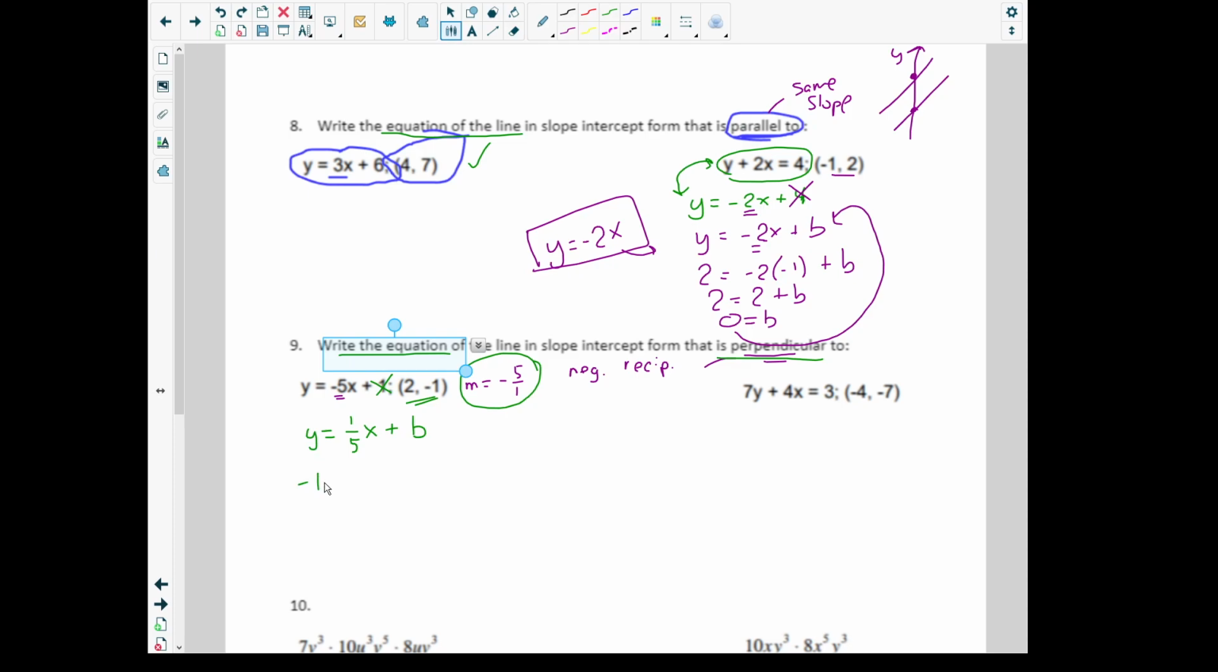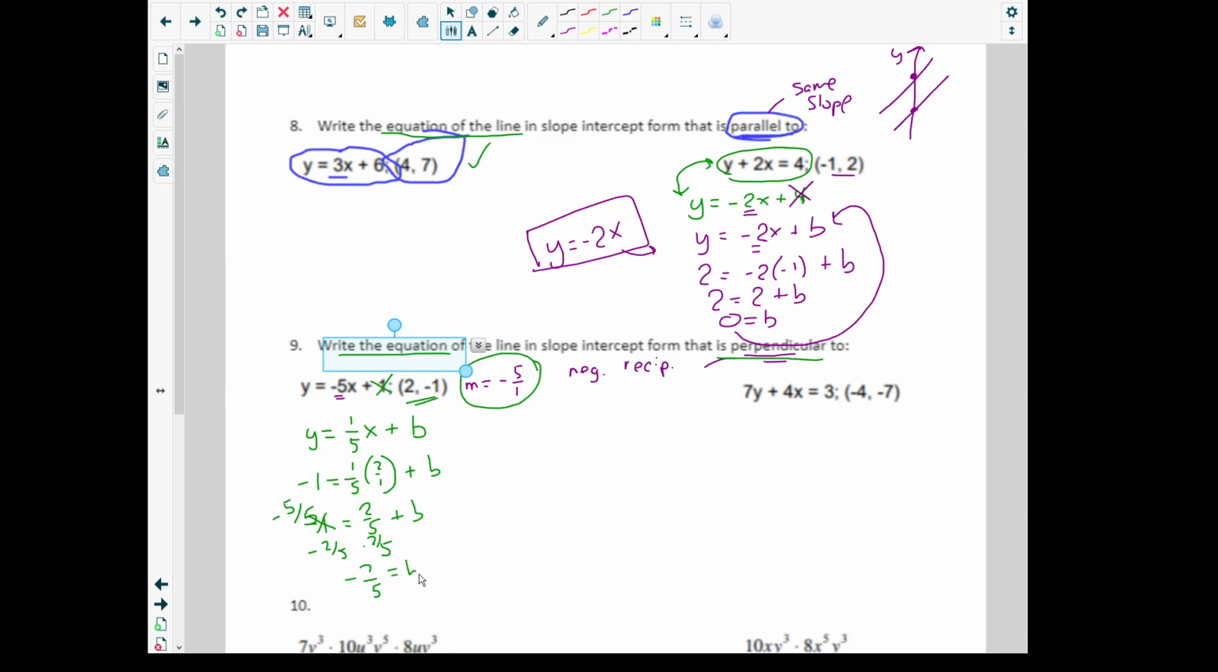And I'm going to get negative 1 equals 1/5 times x. Now x is 2. So because it's a fraction times an integer, I'm going to change that to a fraction. And then I have to find b, right? So this is negative 1 equals 2/5 plus b. We're going to subtract 2/5 from both sides. In order to subtract 2/5, I really need to change this 1 to be a negative 5/5, right? I need a common denominator. And as you know, negative 5/5 and negative 1 are the same. So I get negative 5/5 minus 2/5 is negative 7/5.